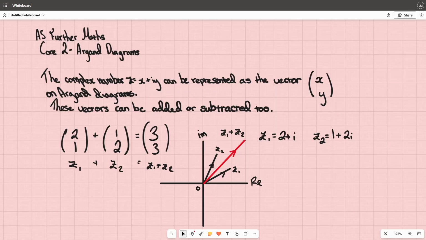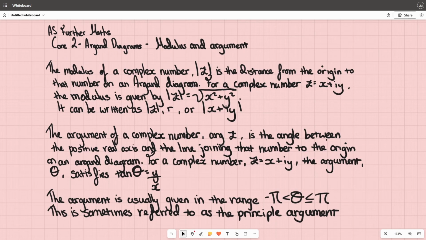Complex numbers can also be represented as vectors. So the complex number z equals x plus iy can be represented as a vector (x, y) on Argand diagrams, and these vectors can then be added or subtracted. So for example, here you see on the diagram we have z1, where z1 is 2 plus i, and we have z2, where it is 1 plus 2i. And we can do z1 plus z2, and that makes 3 plus 3i as a vector, and you can represent that on the diagram. So now I'm going to be talking about modulus and argument.